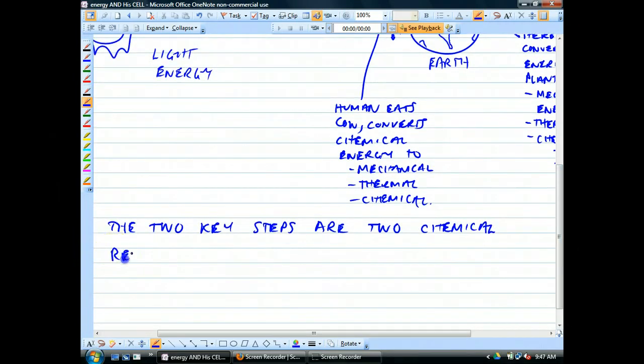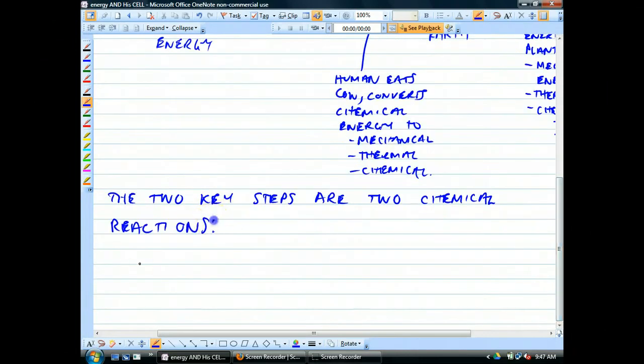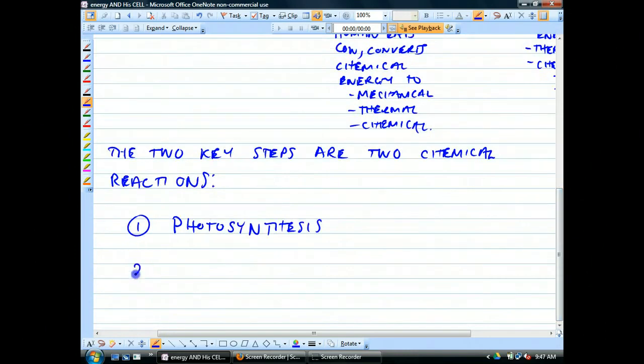Two chemical reactions. The first one starts with a P: photosynthesis. Next one's a little bit trickier. We'll see if we can get that one. Photosynthesis. And the second one starts with an R.